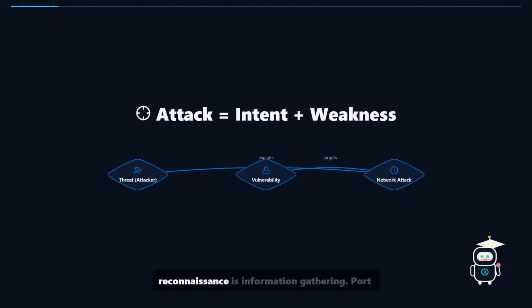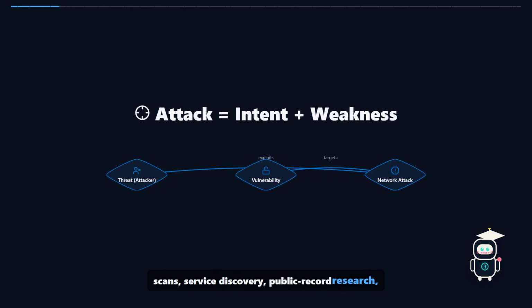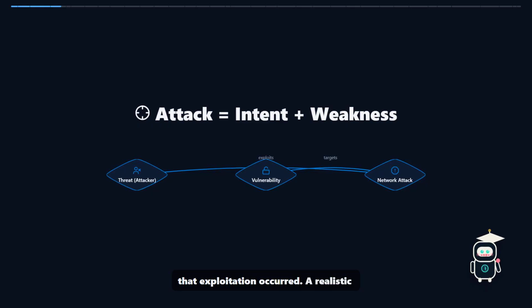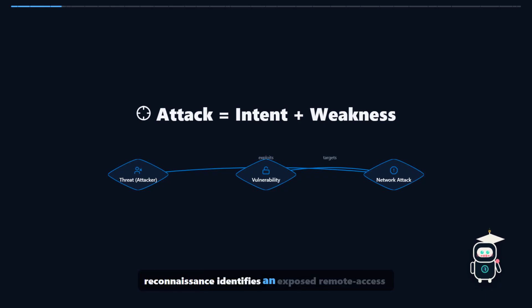And reconnaissance is information gathering. Port scans, service discovery, public record research, and banner collection may be used before an attack, but reconnaissance alone does not prove that exploitation occurred. A realistic chain might look like this. Reconnaissance identifies an exposed remote access service.